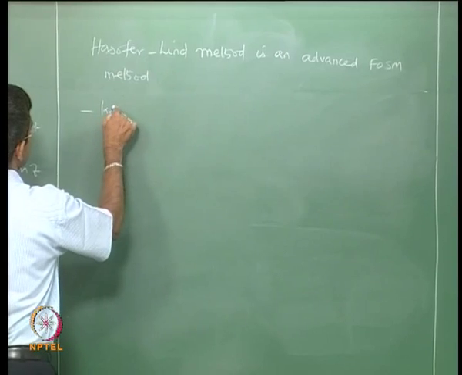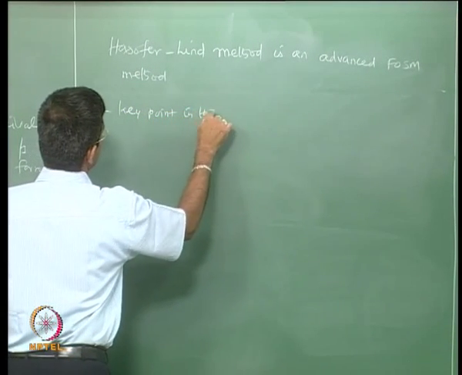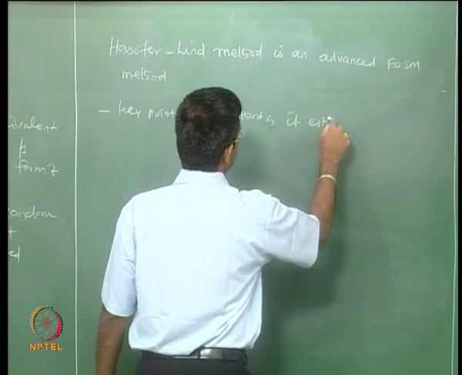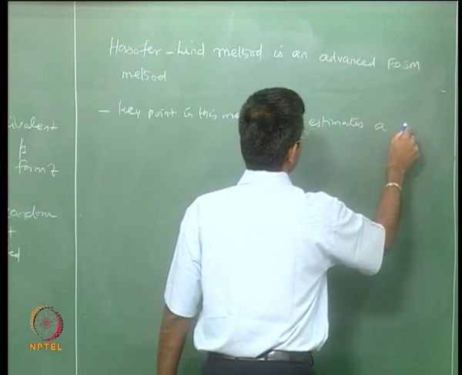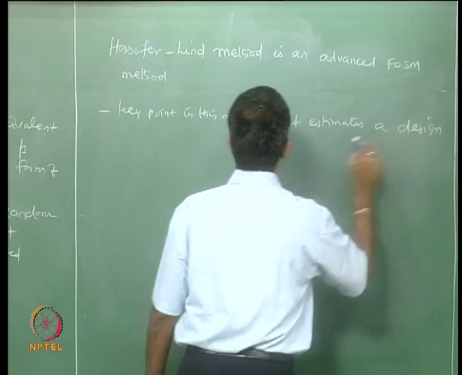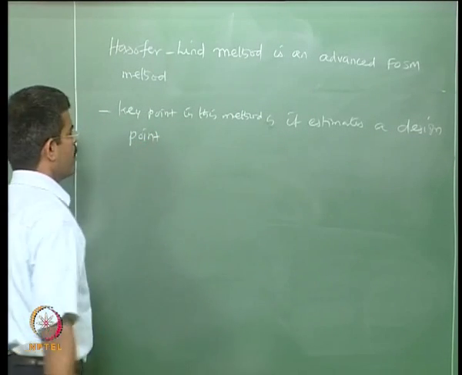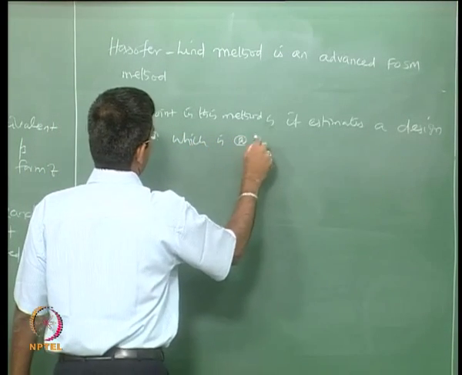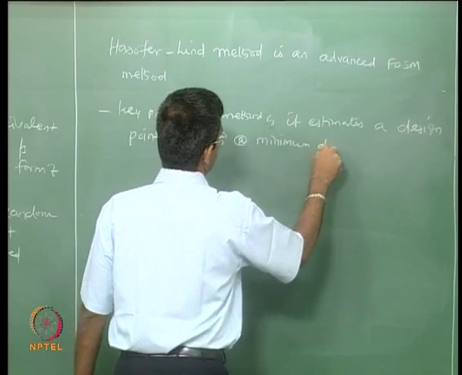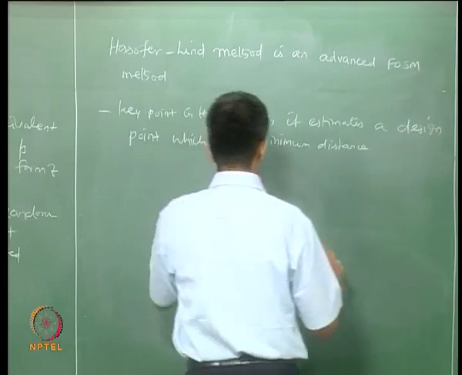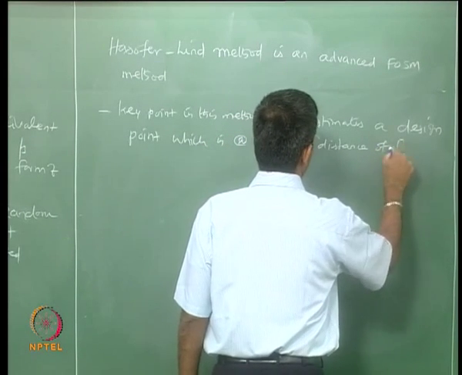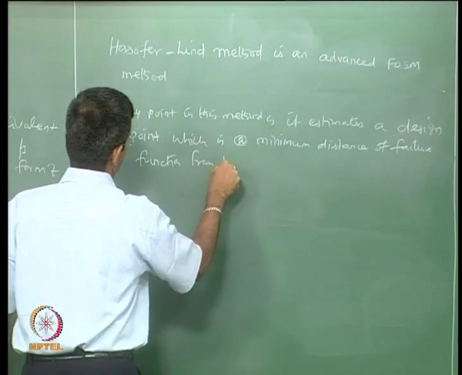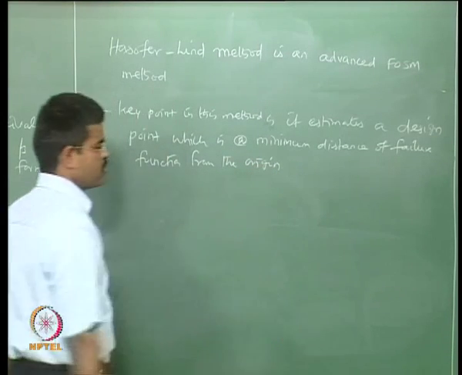Now, the key point in this method is it estimates a design point which is at minimum distance of the failure function from the origin. I will come to that.